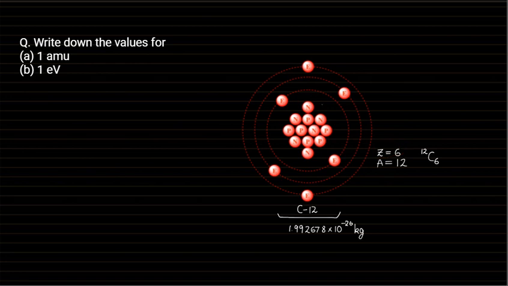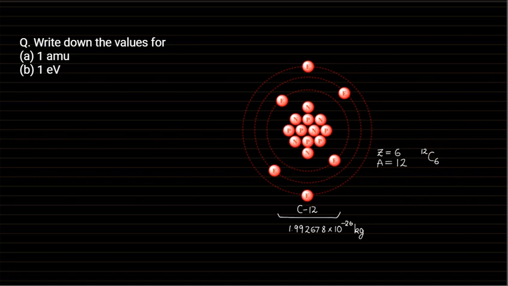Apart from this, count the total number of nucleons inside the nucleus of the carbon atom. 1, 2, 3, 4, 5, 6, 7, 8, 9, 10, 11, 12. So there are 12 nucleons inside the carbon atom, and its mass number is 12. So I can write this as 12C6. Fine. This is your mass number, and this is your atomic number.